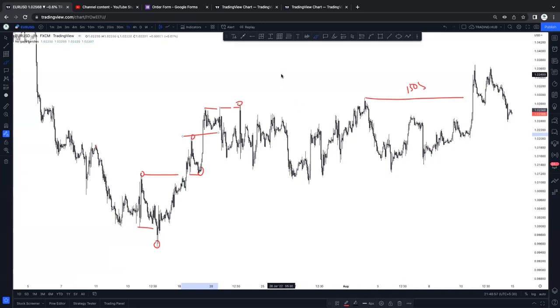In a bearish market, you can start from the top of the move.